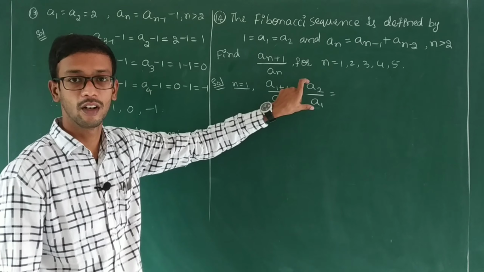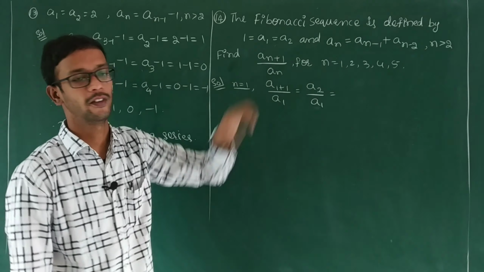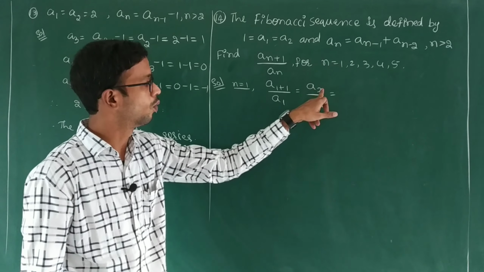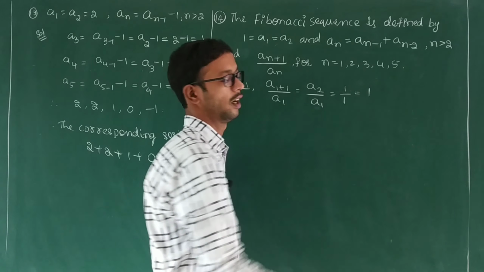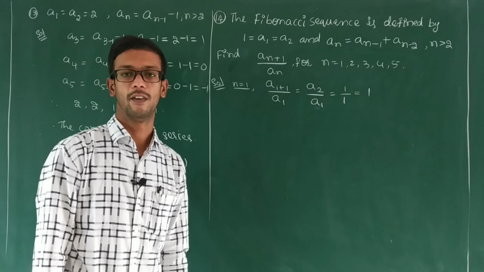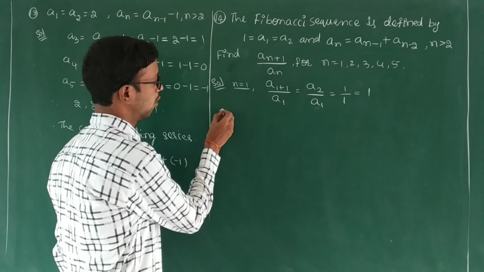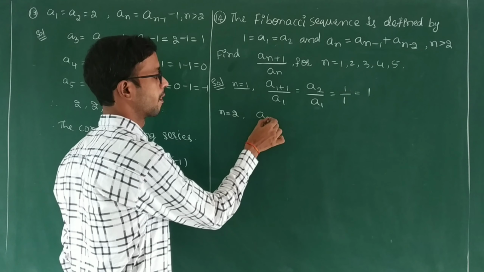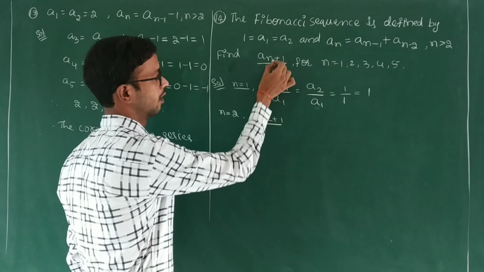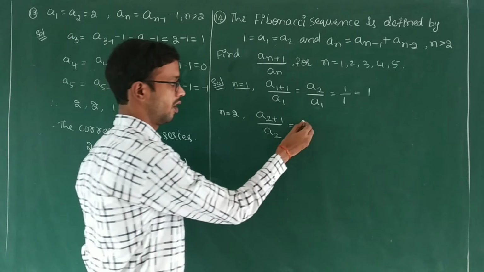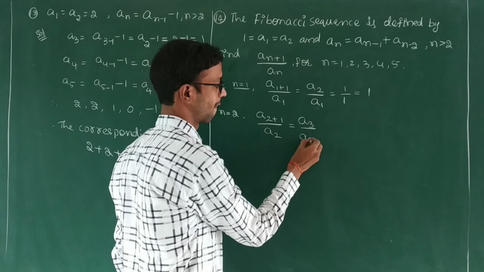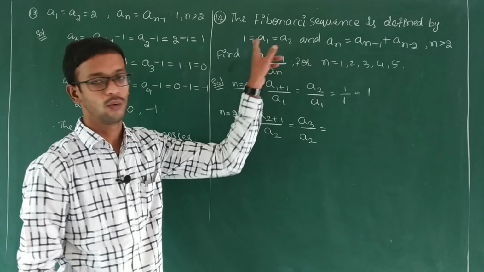Where will we get these values? From this one. a2 value is 1. a1 value is also 1. The total will become 1. Next step, n equal to 2. a3 by a2. a2 and a1 we know.